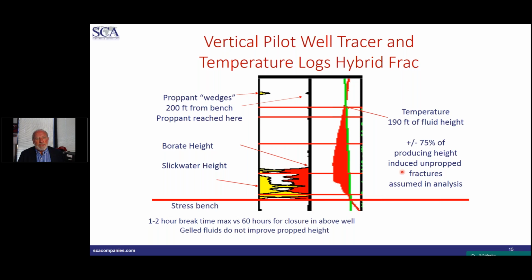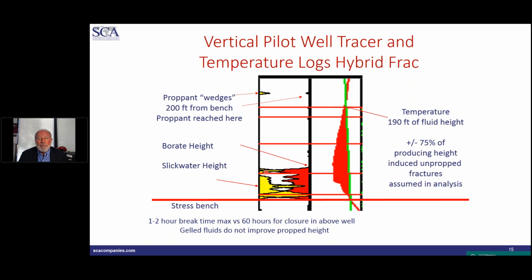You can see, though, which is kind of interesting, the proppant did make it all the way to the top here. Both the 100 mesh and the 20/40 made it up here, but nothing really in between. The temperature log shows about 190 feet of fluid height, and you're showing about 55 feet of propped height down at the bottom, which is fairly consistent with, you can run pretty much any frac model and it'll give you fairly similar numbers.